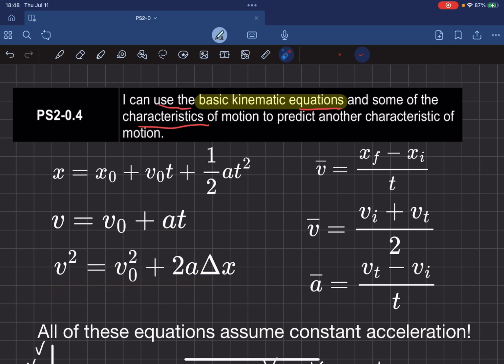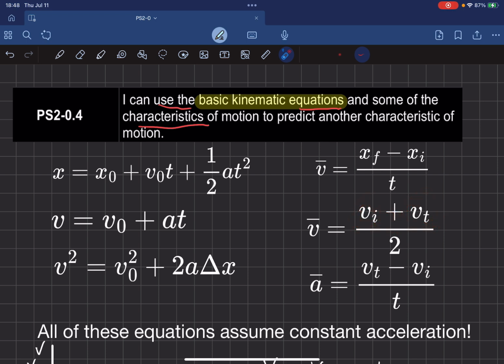Now on the right, we have 3 other equations. One is just defining what average velocity is. And so that's just the final position minus the initial position divided by time. We've kind of talked about this already in a previous video. And then we have another definition for average velocity, and that is equal to the initial velocity plus the final velocity divided by 2.